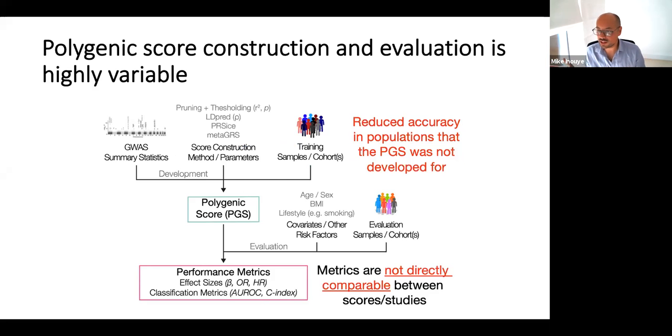So you've probably seen, if you follow the polygenic score literature, that there are many different ways of constructing polygenic scores. There are different training sets, there are different validation sets. Some people don't do external validation. Some people use different covariates. They have different performance measures.